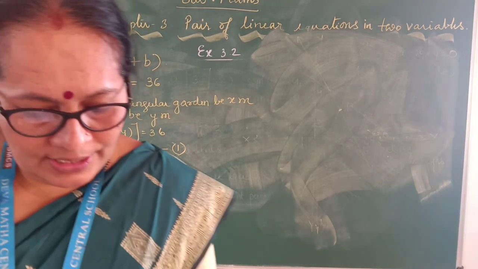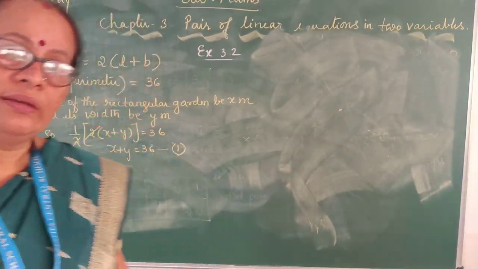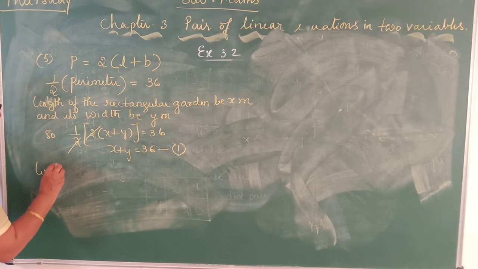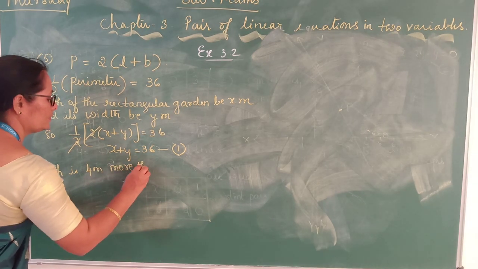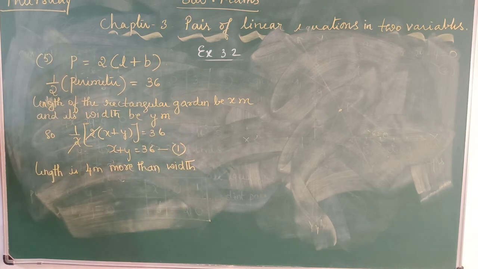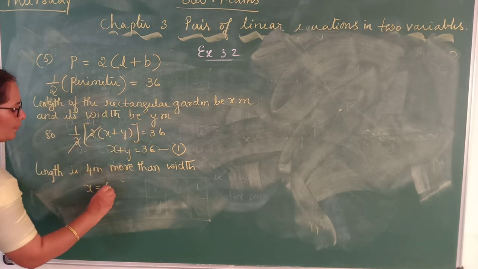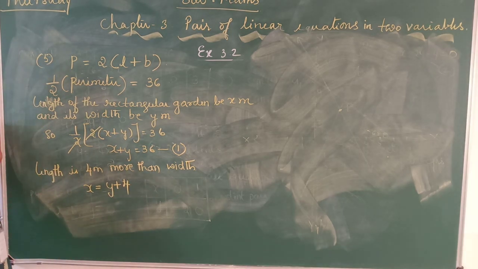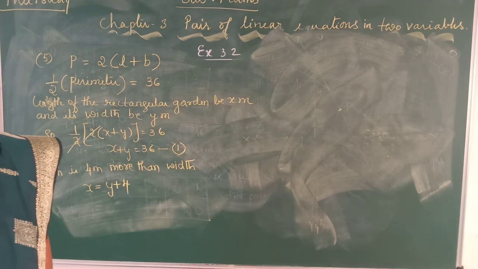Now, the second condition is the length is 4 meter more than the width. This is the second condition. Length is 4 meter more than width. That is, length is taken as x and width is taken as y, plus 4 meter more. It means y plus 4. So, x equals y plus 4. This is the second equation.